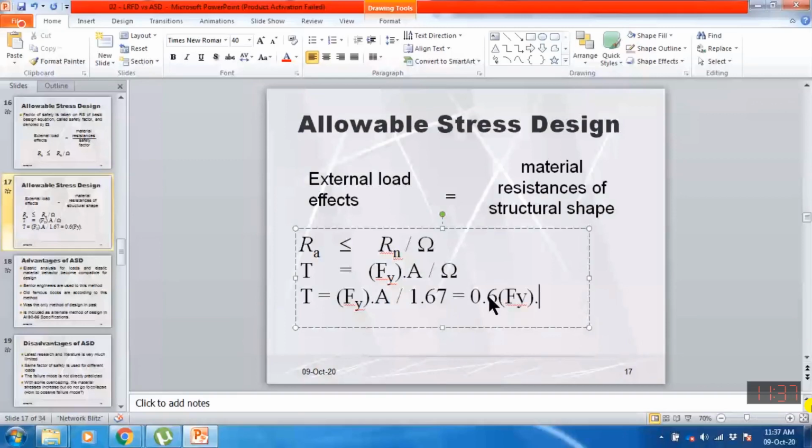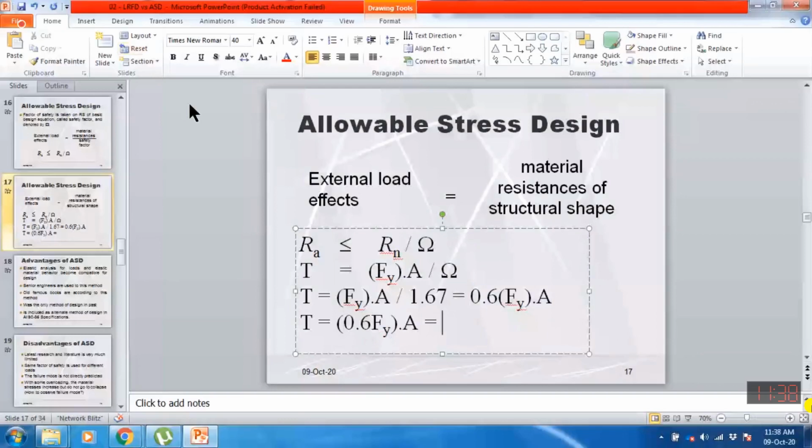So if I assume that area is constant, then I can write this equation in another way. It means that 0.6 is multiplied by this stress value. Or I can say that you can write this equation into another form.